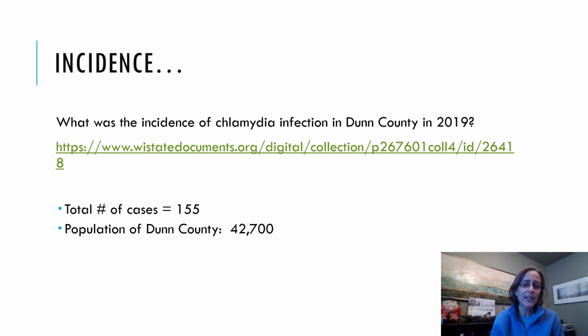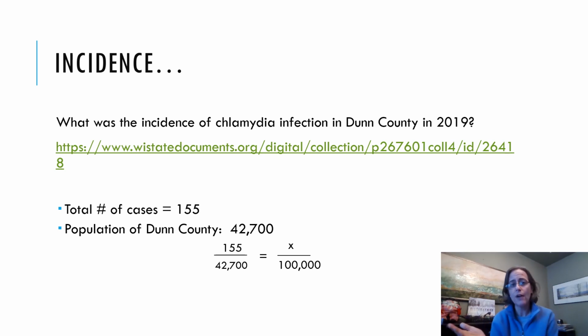And in 2019, there were 155 total cases in Dunn County. Our population at that time, it's a bit higher now, was about 42,700. So what you're going to do is say, okay, so 155 cases out of 42,700 is equivalent to X, the incidence, out of 100,000, because again, we're often going to be looking at that per 100,000 people. Because if you use percentages, these are so low that it's like 0.0 something percent, and that's messy.